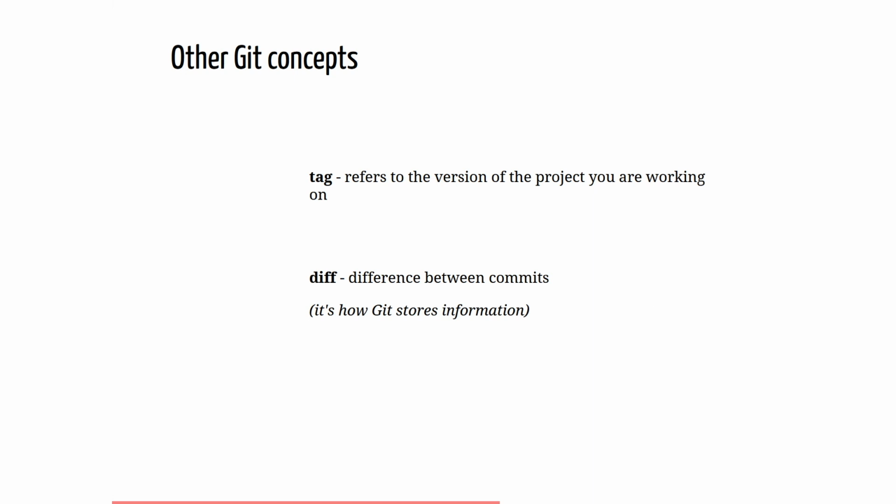Other important concepts from Git are tags. So this refers to the version of the project you're working on. And then there's also this concept of diff. So these are the differences between commits. And basically it just shows what text is different from one version of your repository or file to another one. And this is how actually Git stores information in the background. It doesn't store all the files, but it stores differences between files. And this is a very easy way to find how the code has changed in time.